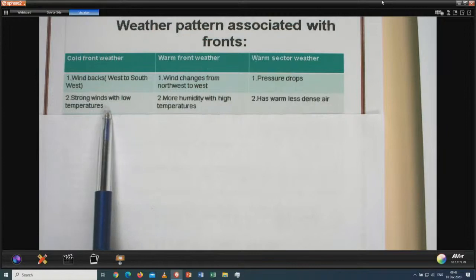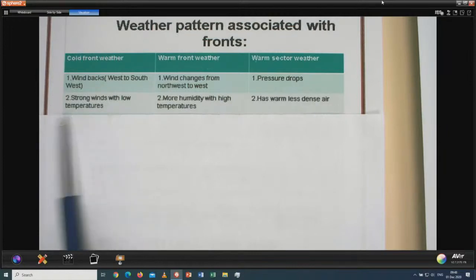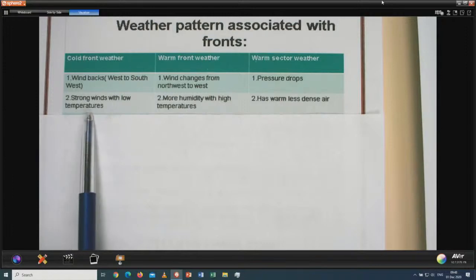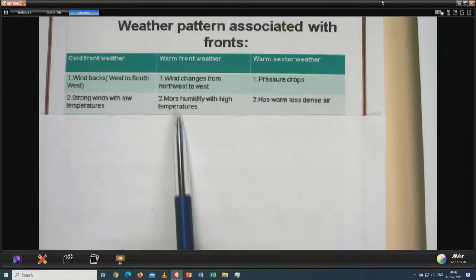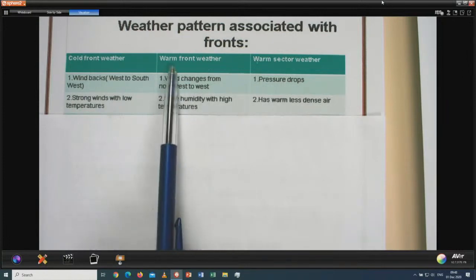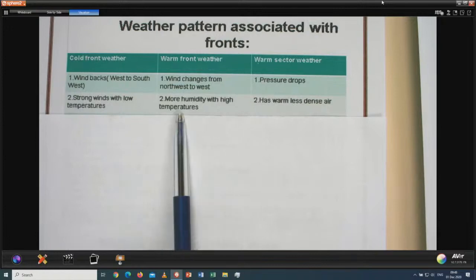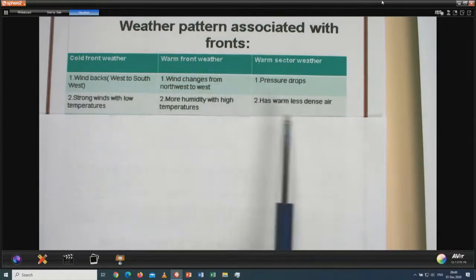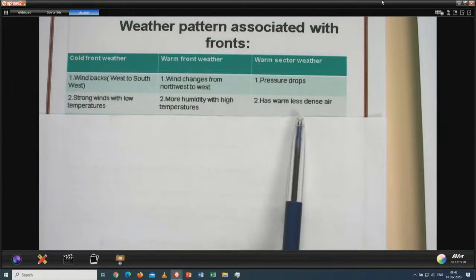So we move to the next weather condition. Strong winds with low temperatures, because it is a cold front, so temperatures will drop obviously. Warm front, more humidity with high temperatures. Remember, it is a warm front. Obviously, temperatures will rise or increase. What about here? As warm, less dense air.